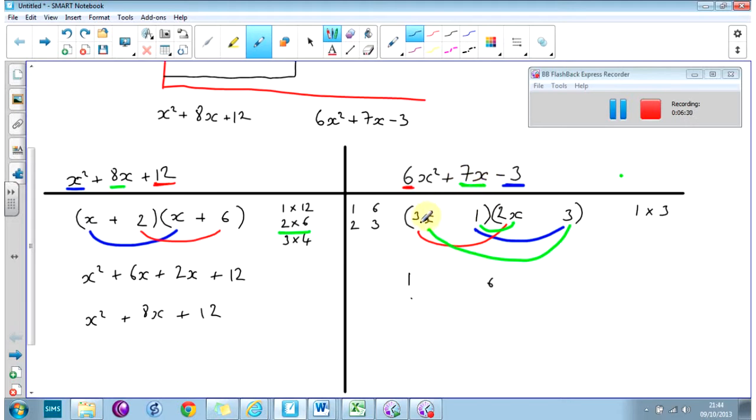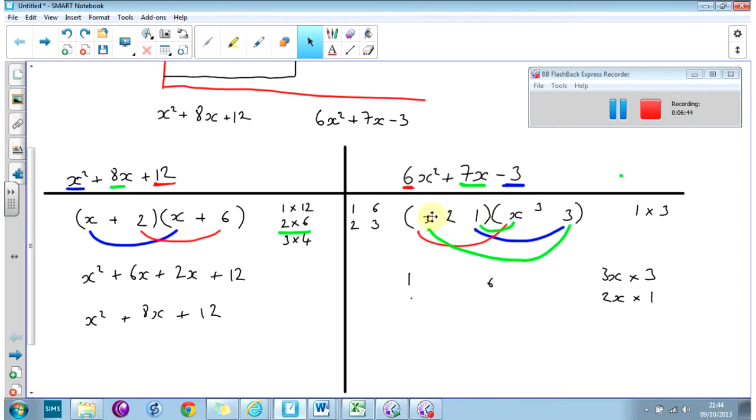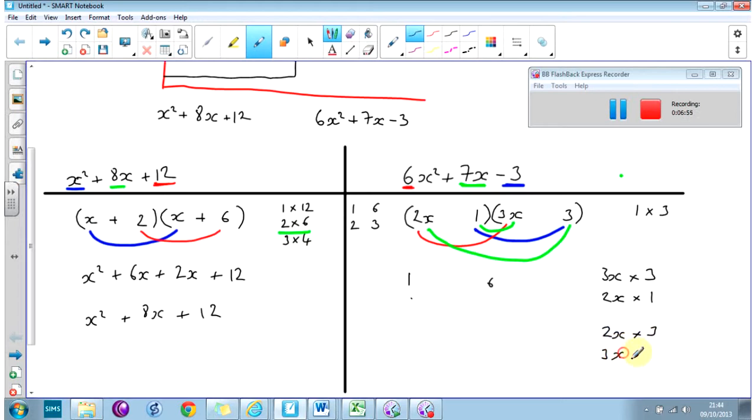So the 7x comes from the 3x times the 3, and the 1 times the 2x, or the 2x times the 1. And if you switch around the 3 and the 2, then you get something different. What you get when you switch them around is the 2x times the 3 and the 3x times the 1. And of course those give you different results. 3x times 3 is 9x, and 2x times 1 is 2x, and they together will make 11x. And 2x times 3 is 6x, 3x times 1 is 3x, and together they make 9x.